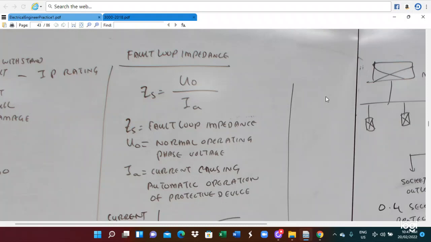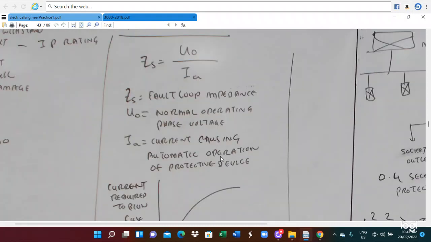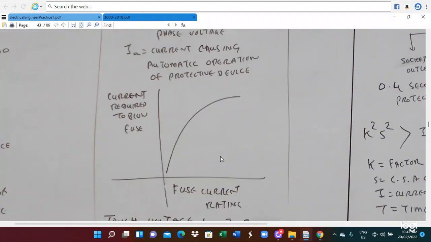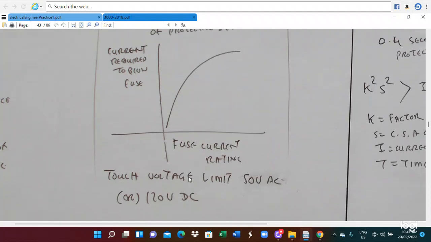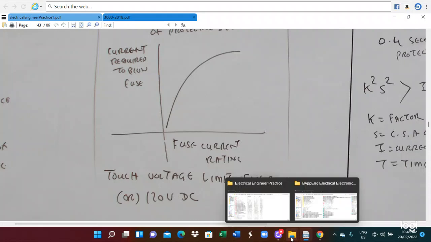So the fault loop impedance is important because it determines the short circuit current value. The fault loop impedance ZS can be calculated by U0 divided by IA. U0 is the normal operating voltage, ZS is the fault loop impedance, and IA is the current causing the automatic operation of the protective device. In this diagram, horizontal is the fuse current rating, and vertical is the current required to blow the fuse. So this is the way we calculate it. The touch voltage limit is 50 volts AC or 120 volts DC. So this is the way we calculate for the touch voltage.